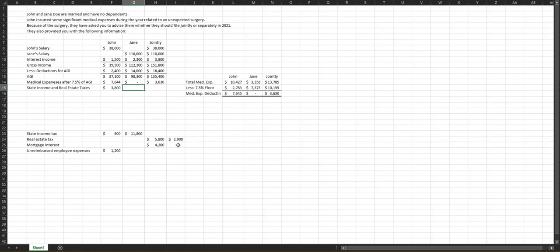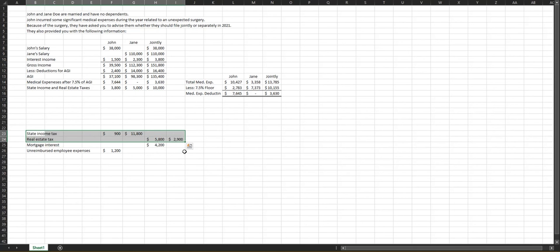And then for Jane, she'll add this to that as well, so it's 13. But because she'd be filing separately, she only gets half of that. She's capped at 5,000. And then married filing jointly, they'll be capped at 10,000. So those are their state tax deductions.